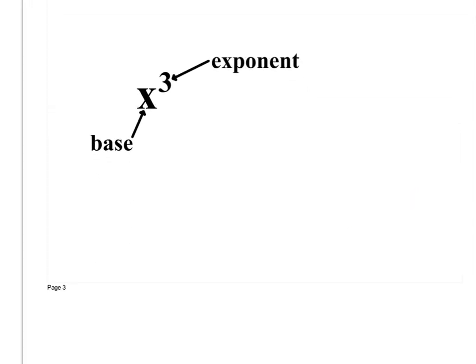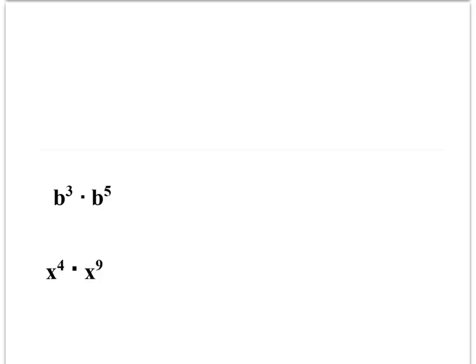Write this down. You just need to know this. Your base is the first number, which is x. The exponent is the number written as a superscript, which is just raised up from the original. So the base is x and my exponent is 3. I would call this x raised to the third power, or x cubed.